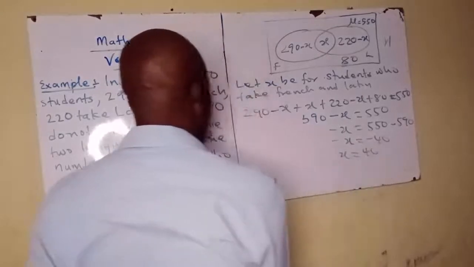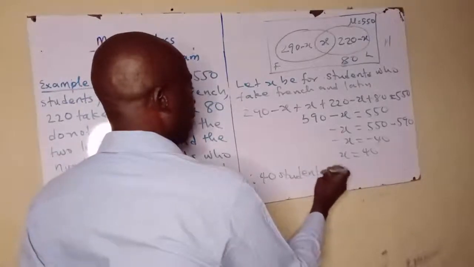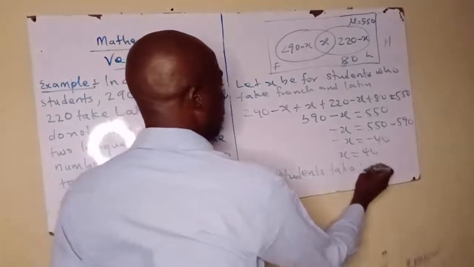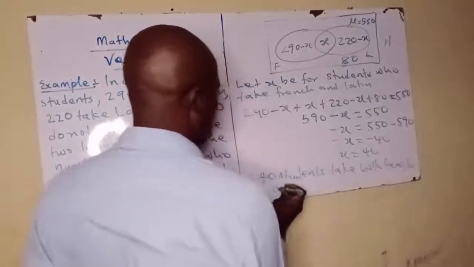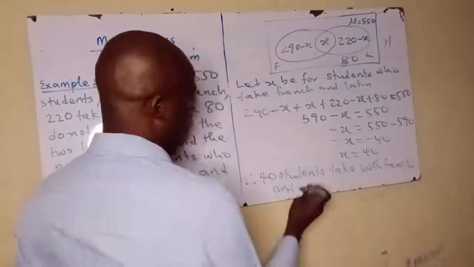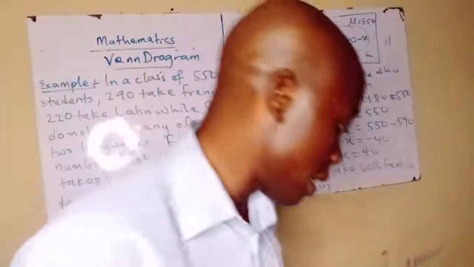So therefore, 40 students take both French and Latin. So 40 students take both French and Latin.